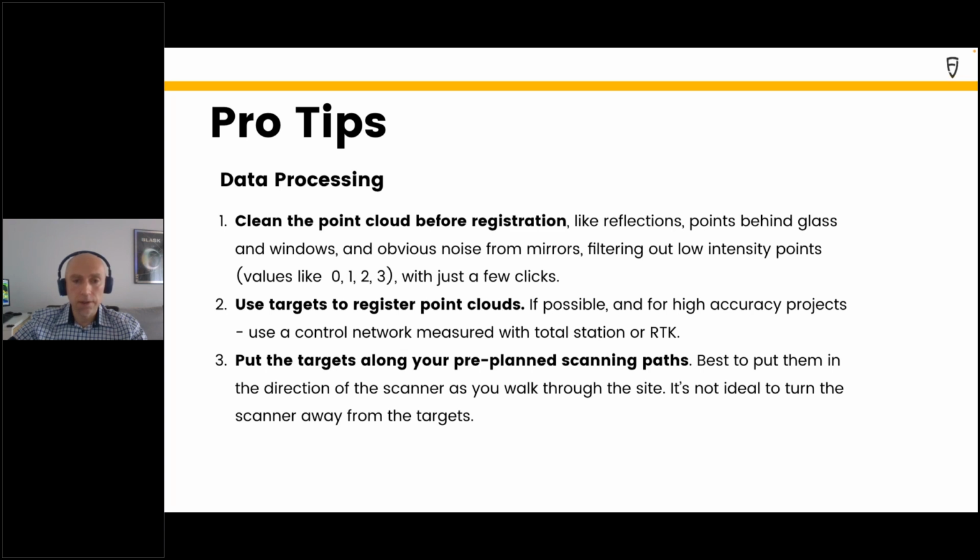Okay, next one. If possible, place the targets in the direction where your scanner will point alongside the scanning path. It's not good to turn your scanner around like 180 degrees to catch the target. So again, you have to plan putting your control points together with planning your trajectory.